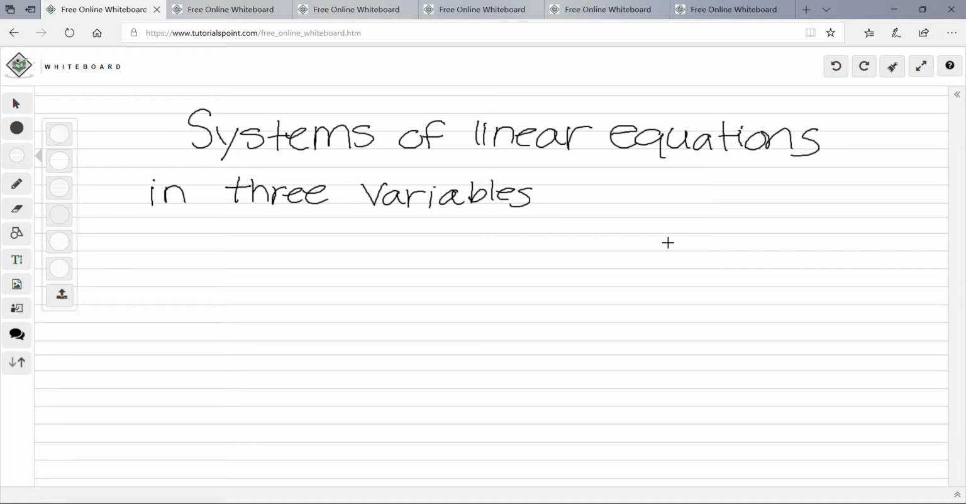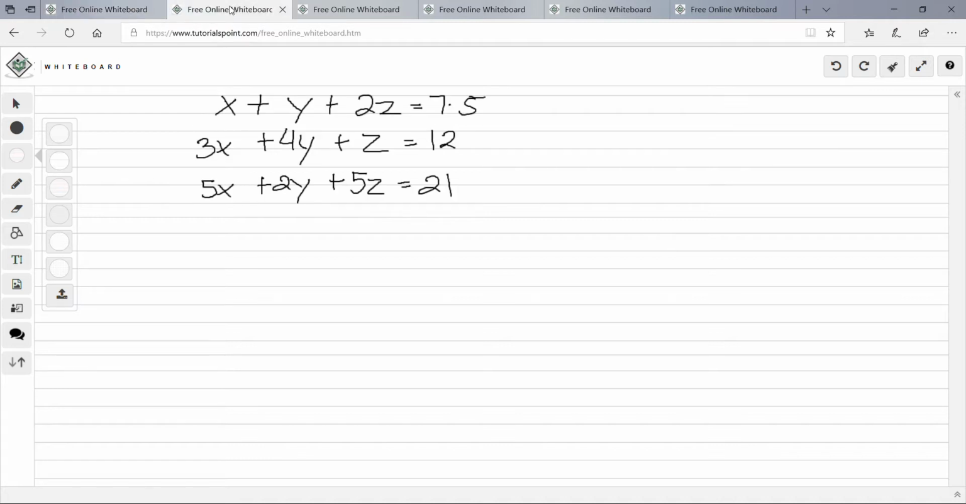Hi, today we're going to learn about systems of linear equations in three variables. I'm going to solve it in two different ways. In this section I will solve a system of linear equations in three variables by elimination and substitution, and the other way would be the linear algebra way. For the linear algebra way, I will put it in reduced row echelon form and use row operations. So the first way we're going to do is just regular elimination and substitution.